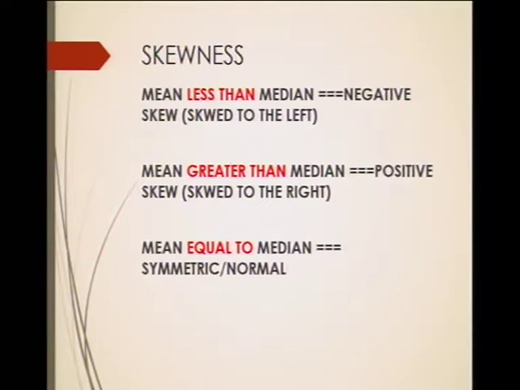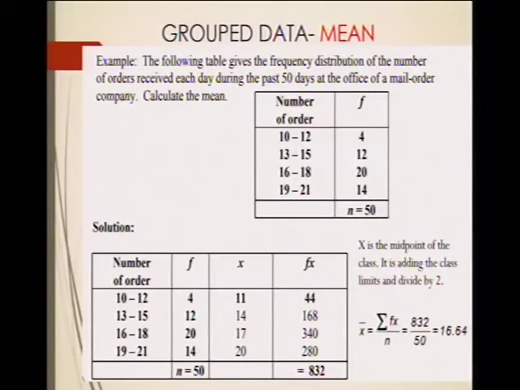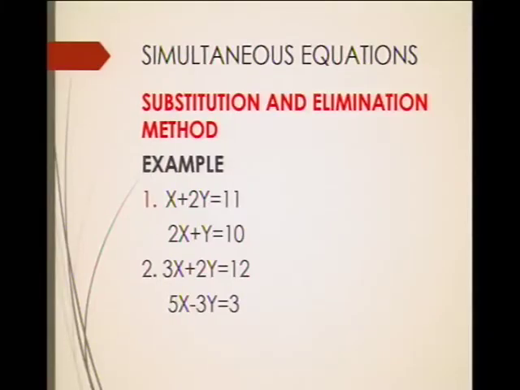Now, if we look at the example that we just did, let's look at our mean. Our mean is equal to 16.64. Let's say the median was found using the same table. The median, let's say we got, for example, 18.24. Now, is the mean greater than the median or less than the median? We can see that our mean is less than the median, which means our data is skewed to the left, or negative skew. Okay? Then we move on to simultaneous equations.